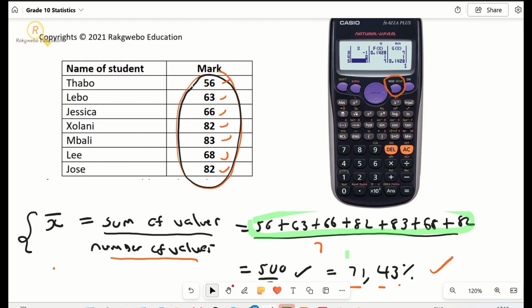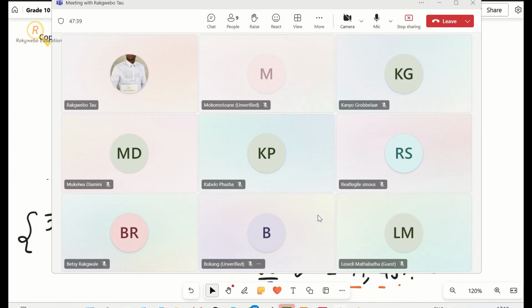Do you all get that? Class, let's confirm if we get that. Wakan, do you get it? Kanyo, you get it? Okay, Kabelo, you see it, boss. Okay, proper stuff. Sharp, so we got that.